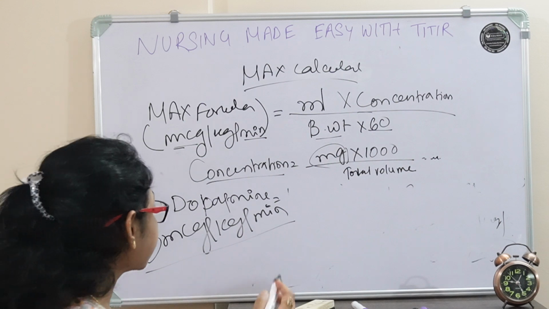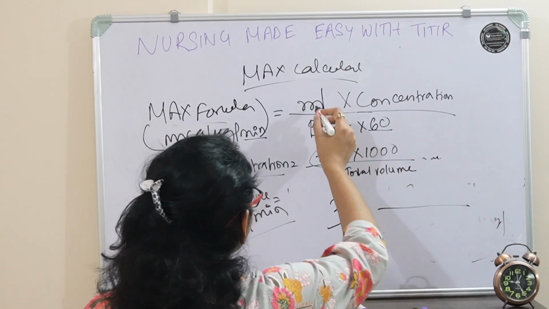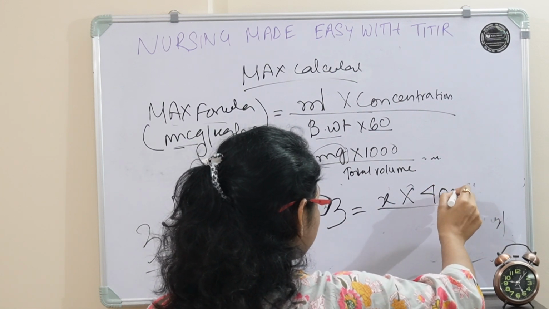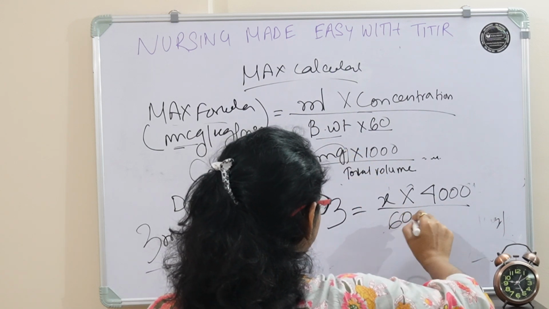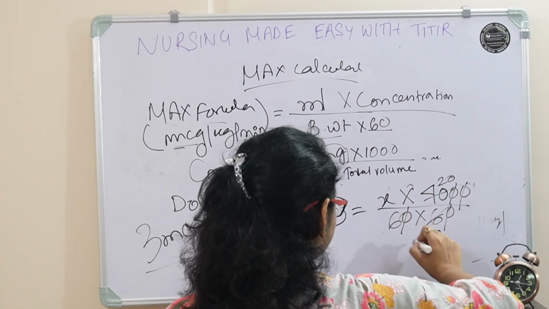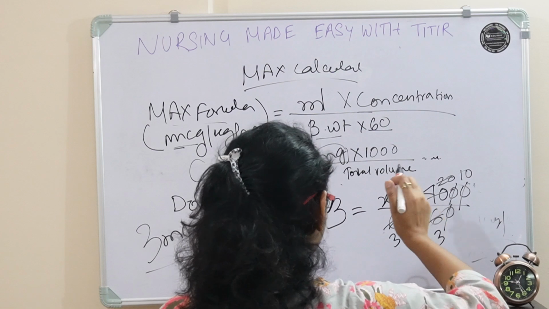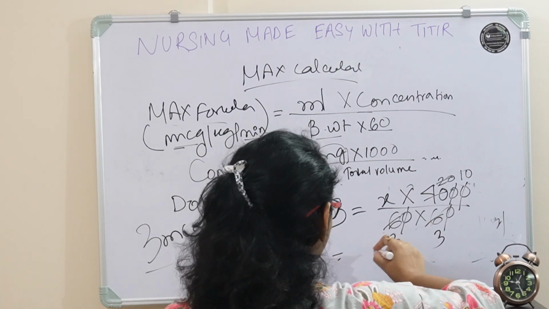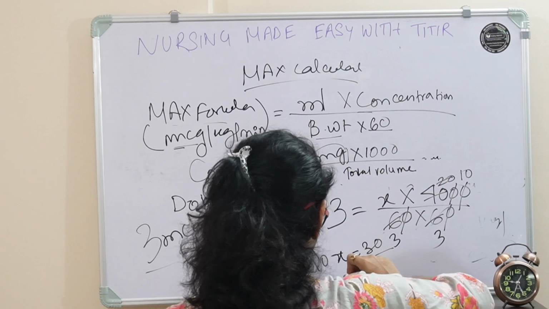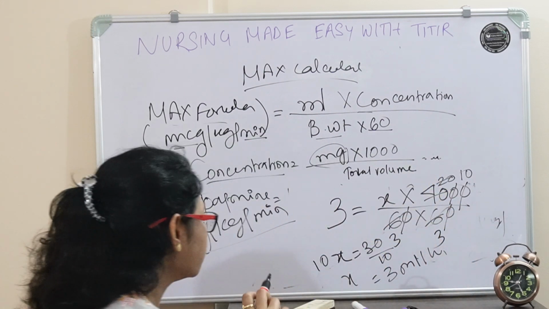So the formula will be the same. Now in that case we know the max, that is 3. We need to know the ml, so we'll assume it is x. Concentration is the same. We have already diluted the drug. Body weight is 60 into 60. So x is equal to 3 ml per hour.